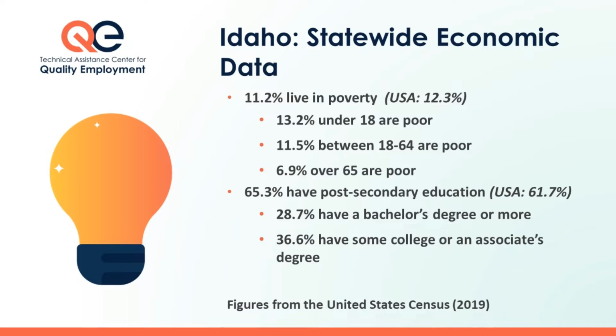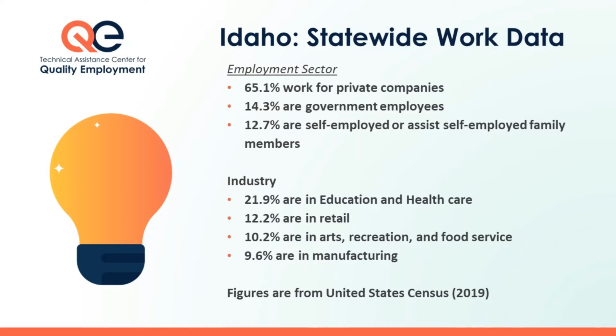Idaho is more educated than the nation as a whole. 2/3 have some post-secondary education experience, compared to 61.7% of the nation as a whole. Almost 1 in 3 Idahoans have a bachelor's degree or more. That figure is precisely at 29%. About another 1 in 3, 36.6%, have some college or an associate's degree.